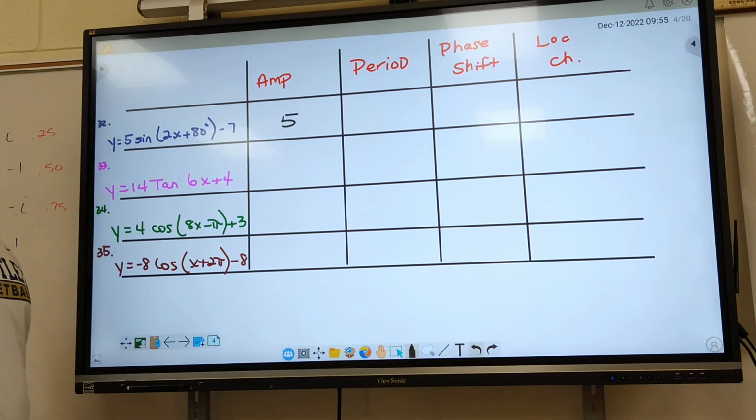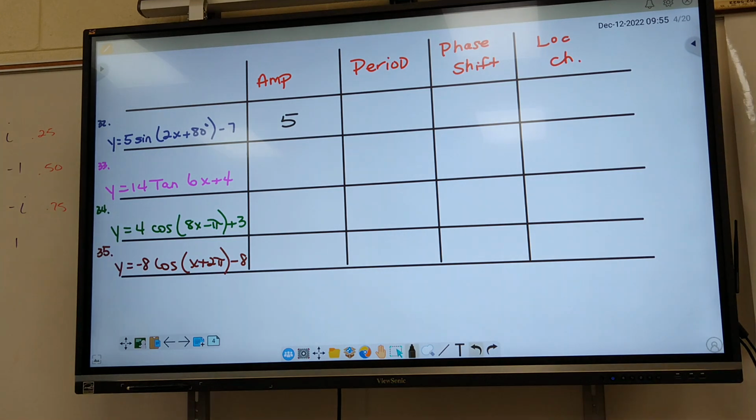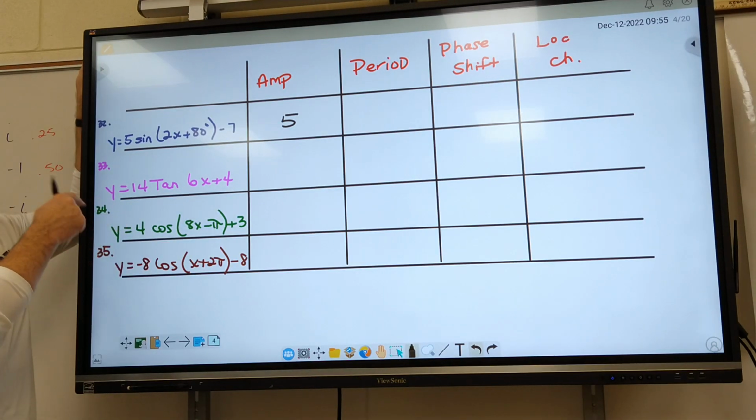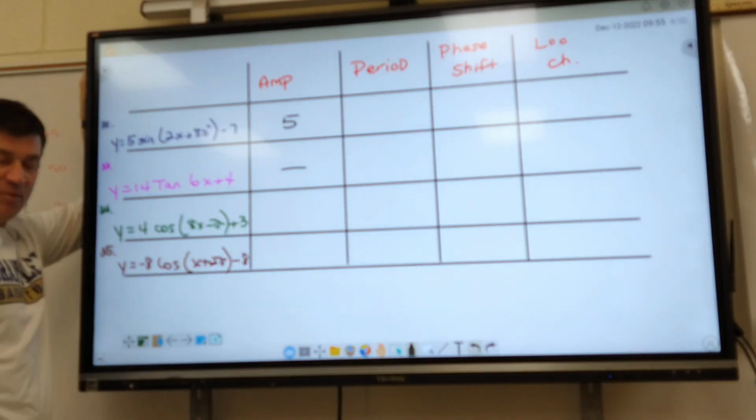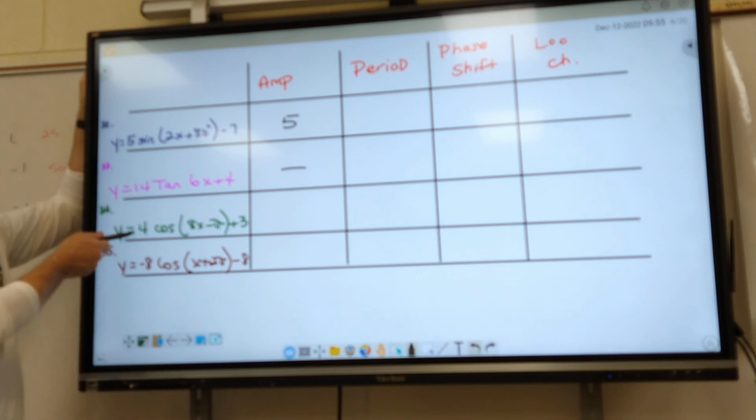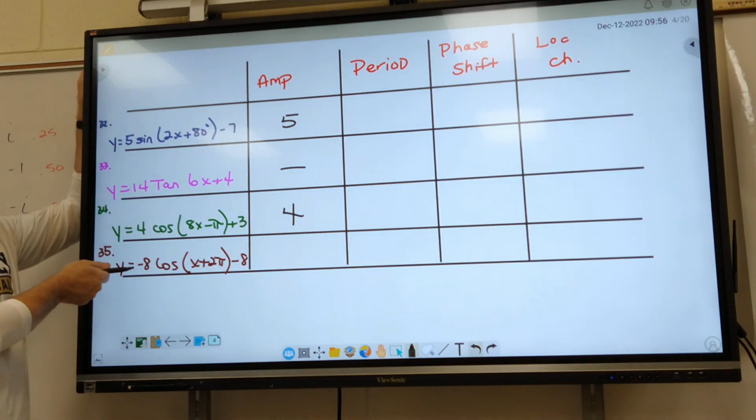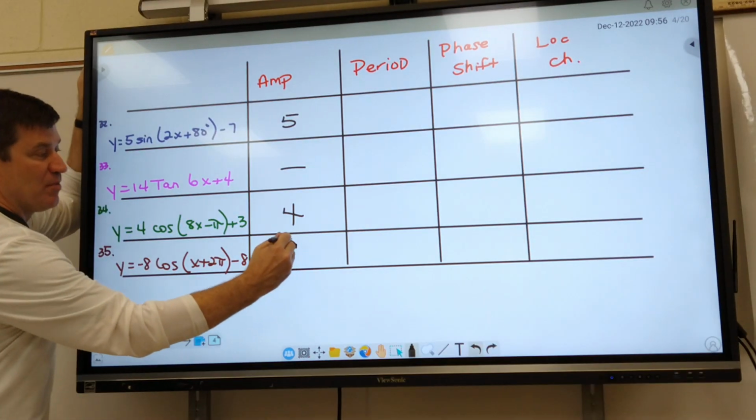So amplitude there is 5. I'll give you guys the formula sheet. Y'all won't have to guess, all right? Ernesto, the only ones that have an amplitude are sine and cosine. Tangent doesn't even have one. What's the amplitude going to be on 34? 4. What's the amplitude going to be on 35? 8. Yes, positive 8, remember, because it's absolute value.